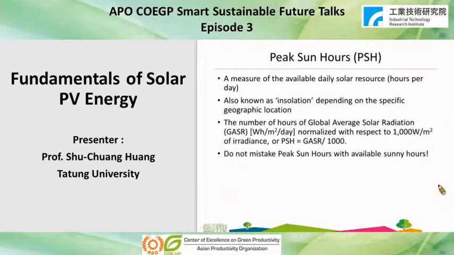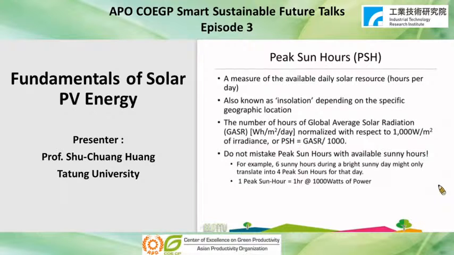So do not mistake peak sun hours with available sunny hours. For example, you have 6 hours of sunny time, but sometimes it's cloudy and sometimes it's sunny. So you have to translate that into bright sunny time. If you do the translation, it may be equivalent to 4 peak sun hours for the day, not 6 sunny hours.